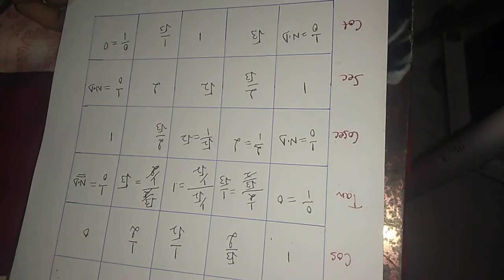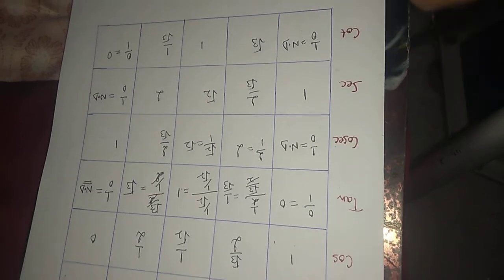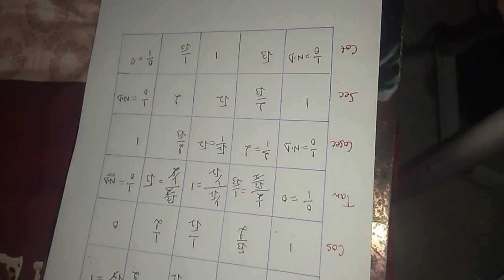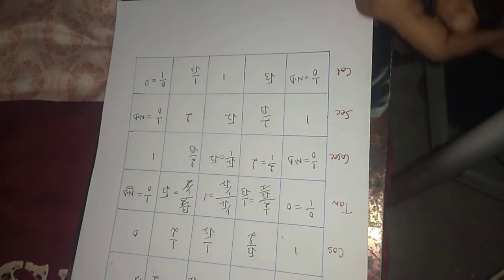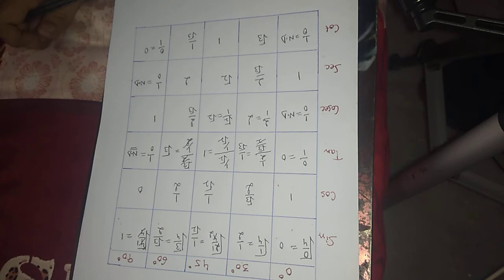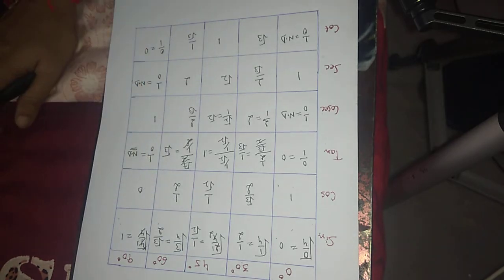So these are the basic trigonometric values. These are the basic trigonometric values of the main 5 angles which we have to study in this chapter. These are 0, 30, 45, 60 and 90. So this is the complete table as I am showing you. Sine 0 is 0, sine 30 1 by 2, sine 45 1 by root 2. So this is the complete table.